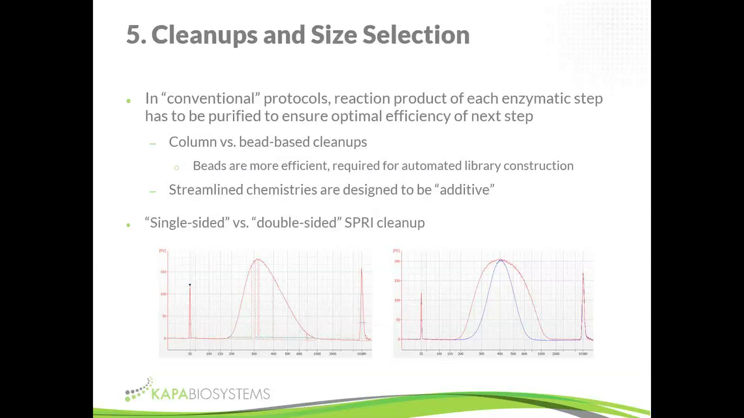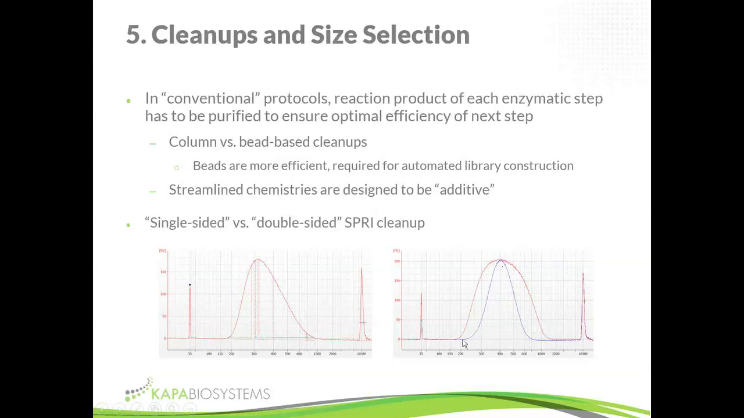A double-sided SPRI is designed to cut big things and small things away. What we have in the red here is basically an amplified library. This is made from DNA sheared to around 250 base pairs. So after adding adapters, you're around 370, 400 base pairs. And you can see the effect of a double-sided SPRI. It's designed, and we'll go through the process in detail now, to exclude large things and small things.